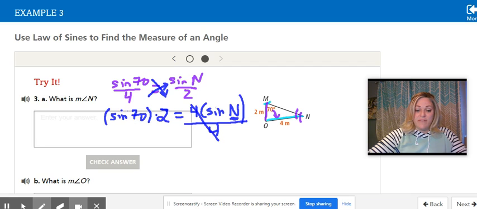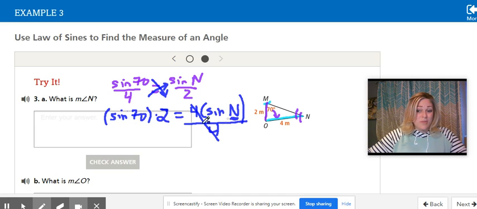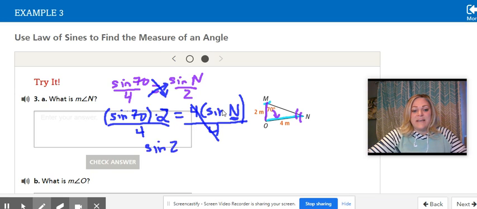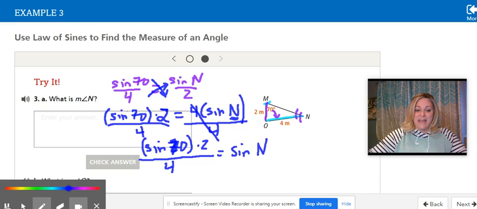And to be honest, if I didn't have sine n all together with it, you might mess this up. So keep those together so you know that the sine and the n have to stay together. I'm going to divide that by 4. So I have sine 70 times 2 over 4 should equal sine n. So grab that calculator now, plug that in, and see what you get for sine of n.